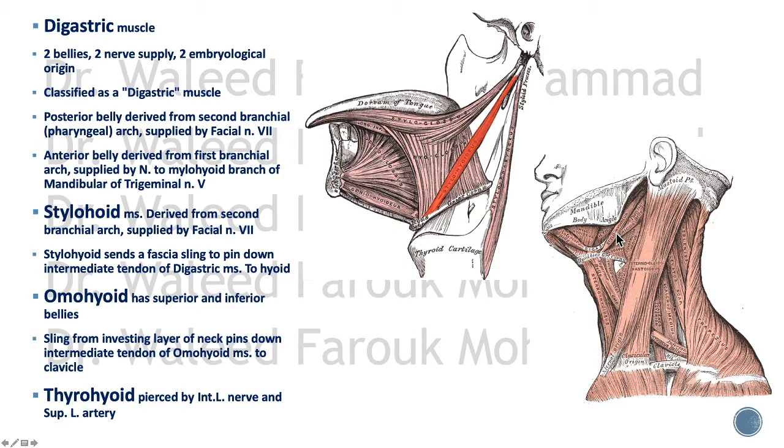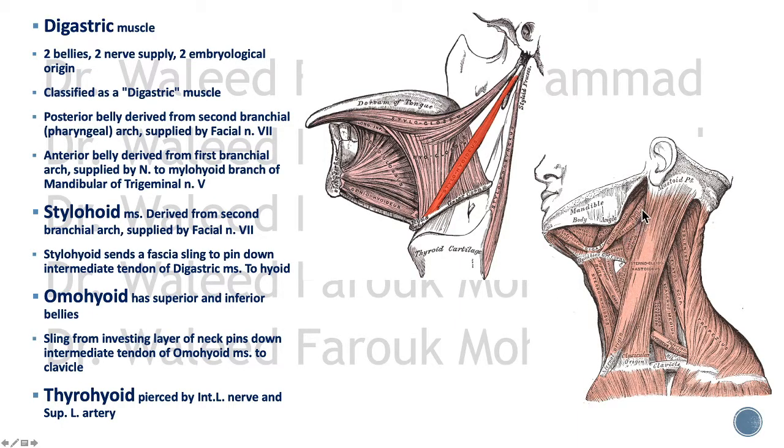This is the stylohyoid muscle. It splits and its fascia pins down the intermediate tendon of the digastric to the hyoid bone for the digastric to exert its function. Imagine if we fix the hyoid bone, the digastric will pull down the mandible. If we free the hyoid bone and fix the mandible, both bellies will raise the hyoid bone and eventually raise the larynx with it. Okay?